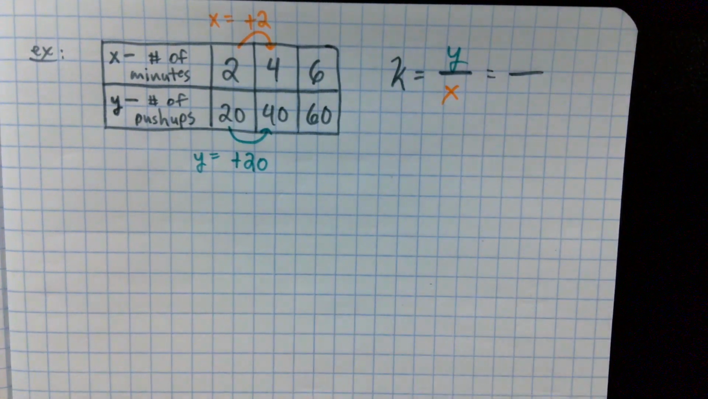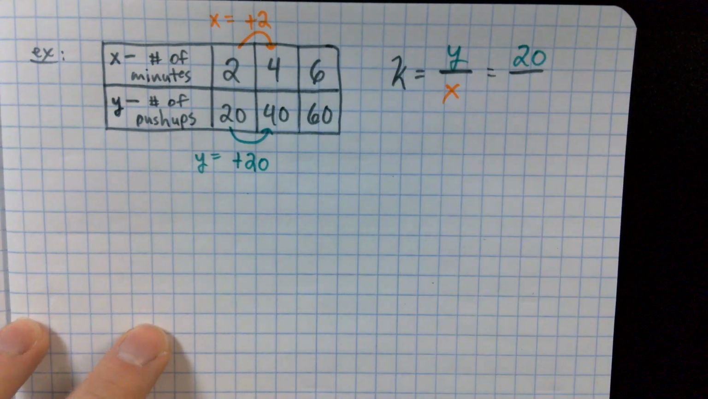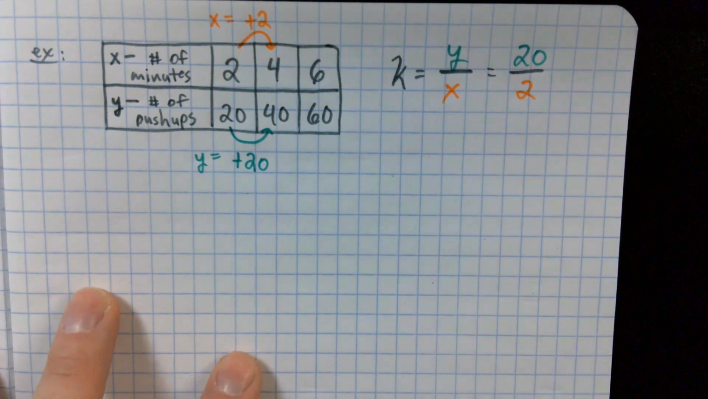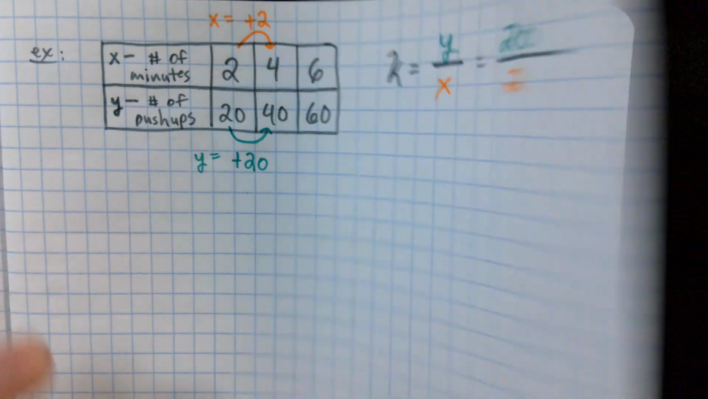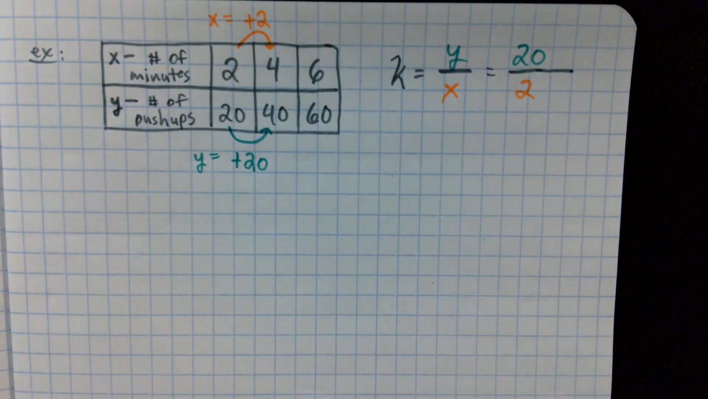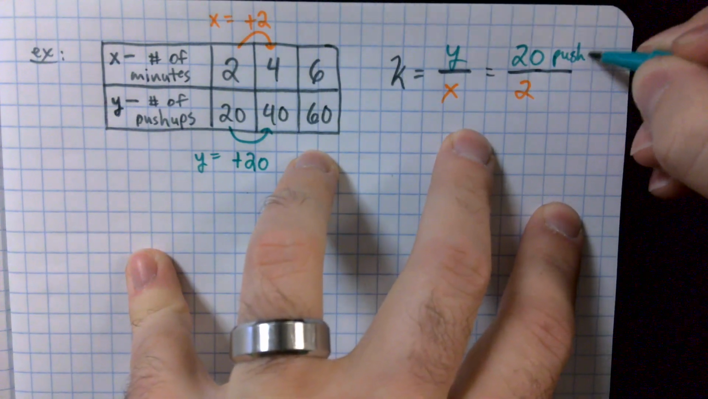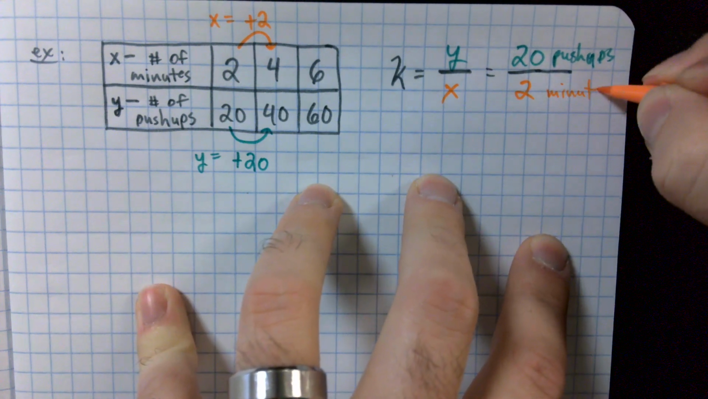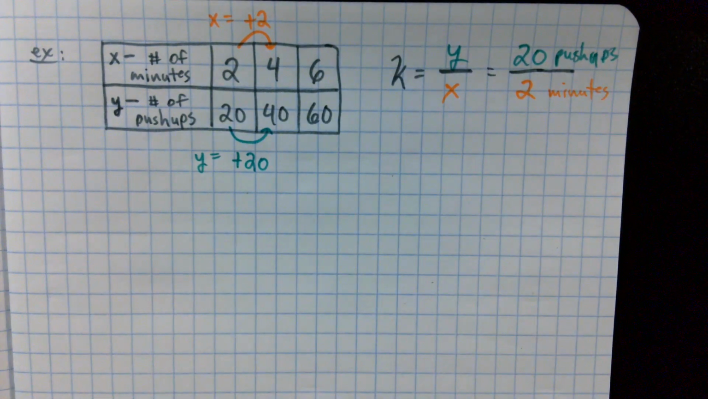What number am I going to put on top of my fraction? The 20 or the 2? The 20. And on the bottom is going to go my 2. Okay, I'll pause there for a second. What does 20 represent in this problem? Push-ups. What does 2 represent? Minutes. So I'm going to add those on there too. 20 push-ups in 2 minutes. Can we simplify 20 over 2 at all?